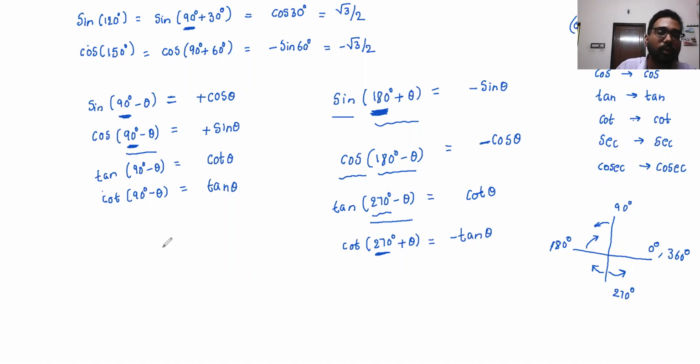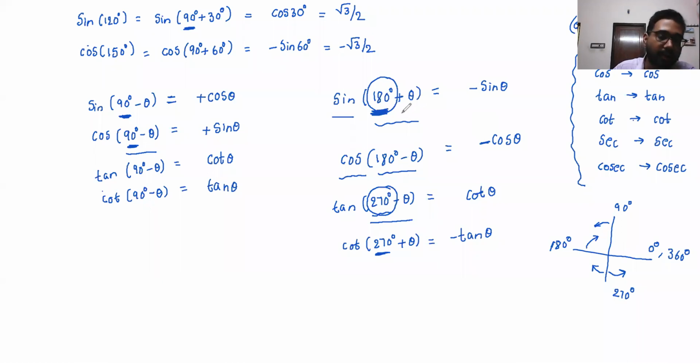So this is the rule. Whenever you see an even multiple of 90, the functions will not change. Sine will remain sine, cos will remain cos. Whenever you see an odd multiple of 90, they will flip. Sine will change to cos, cos to sine, tan to cot, cot to tan, secant to cosecant, cosecant to secant, like this.